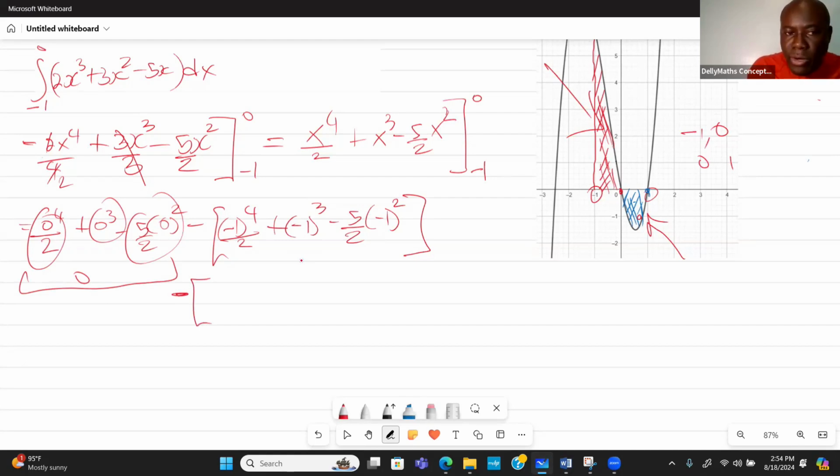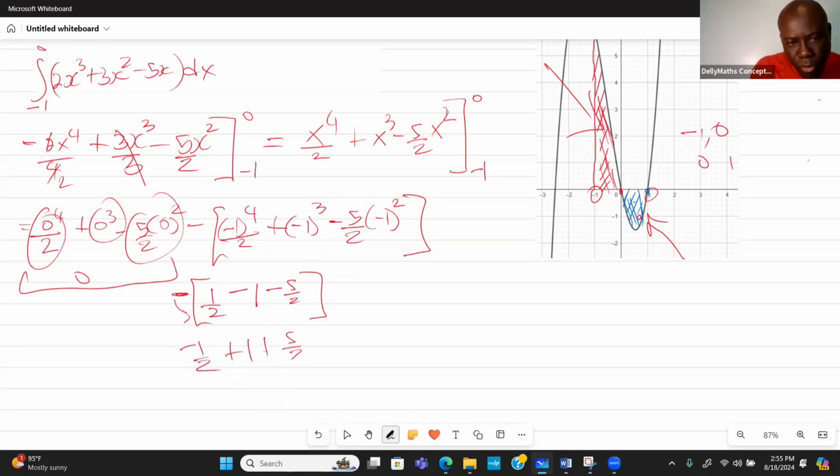-1 to the power of 4 is actually +1. So this is a half. -1 to the power of 3, this is actually a -1. And then right here, -1 squared, it is still positive. And then we're actually having +5 over 2. Now, if we break this down, what I could do is just distribute this -1 inside. So this is -1/2, +1, +5 over 2.